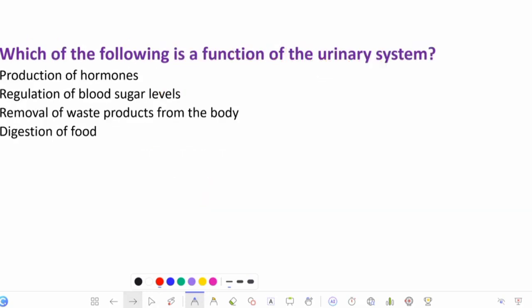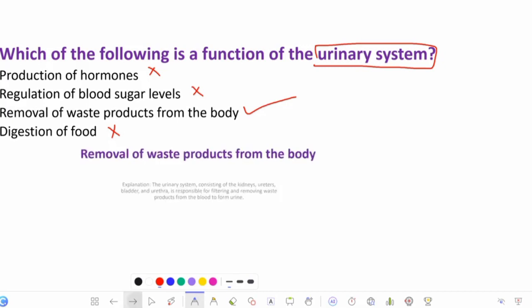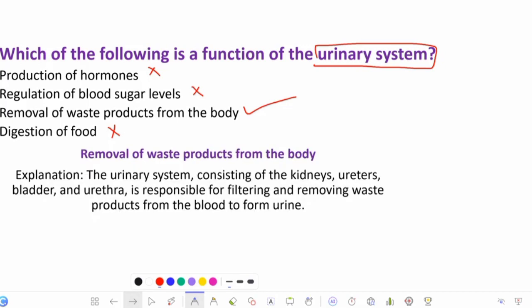Which of the following is a function of the urinary system? The urinary system is a main system inside the human body. Number 1, production of hormones, not at all. Regulation of blood sugar level, not at all. Number 3, removal of waste products from the body. Digestion of food is a function of the stomach. So the correct option is the removal of waste products from the body through production of urine.